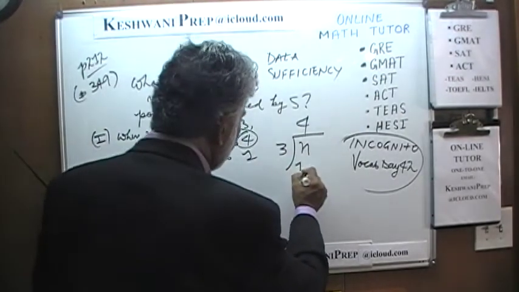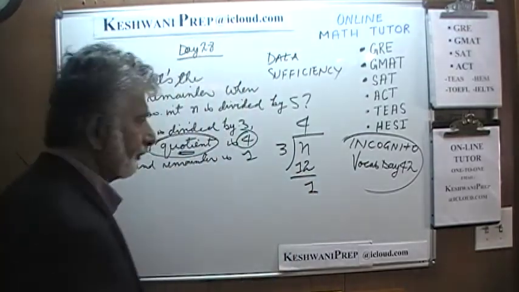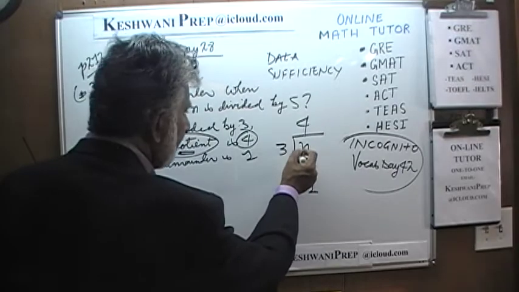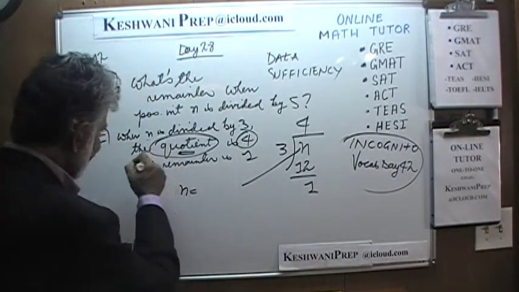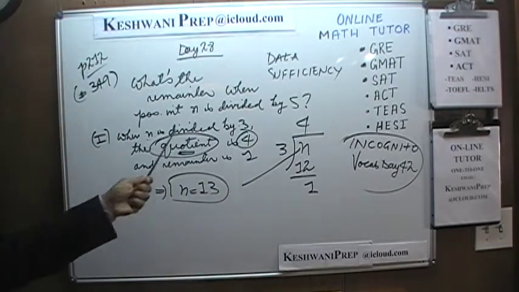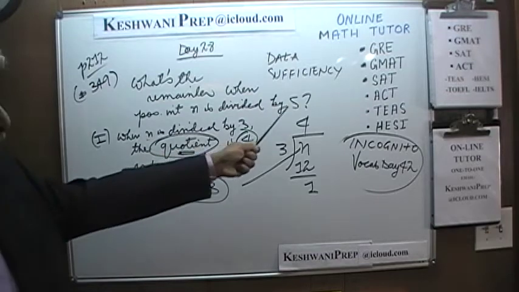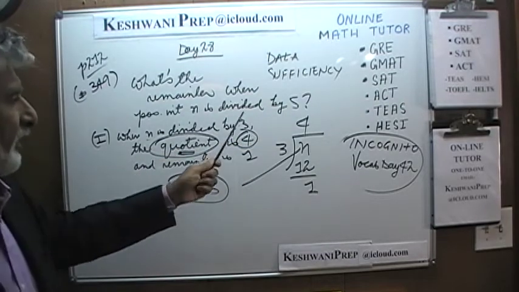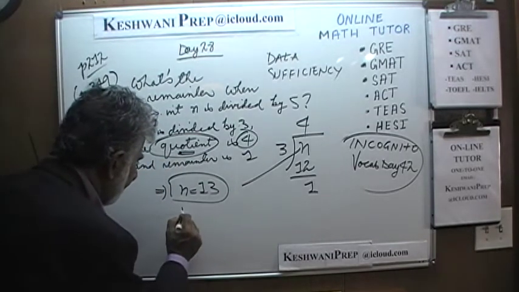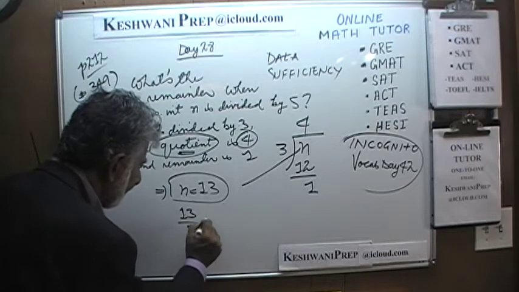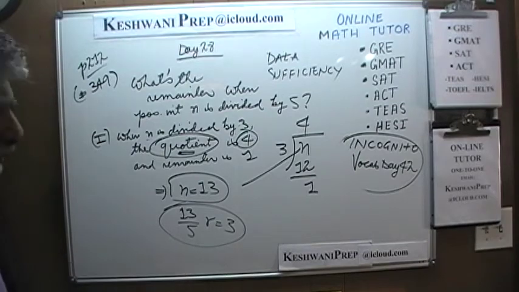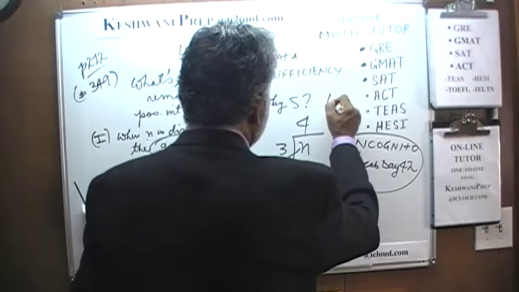3 times 4 is 12, so this must be 12, and the remainder is 1. So if the remainder is 1, and 3 times 4 is 12, then n must be 13. This statement tells us that n must be 13. And if n is equal to 13, of course we can answer this question. What's the remainder when n is divided by 5? Well, when you divide 13 by 5, the remainder, of course, is going to be 3. Of course we can answer it. I don't know why I saw the need to write it out. You don't have to write it out. Yes, the first statement is enough.